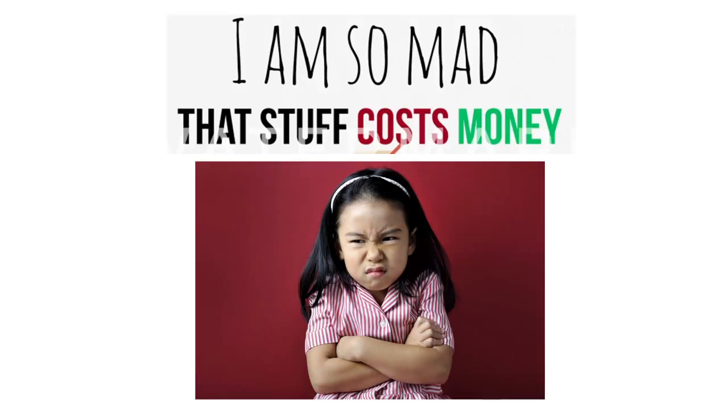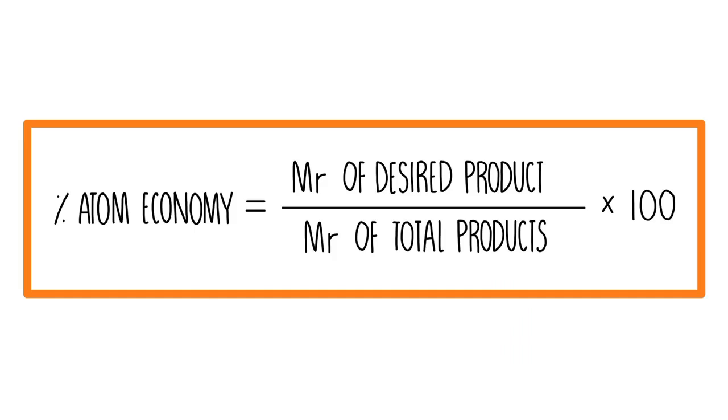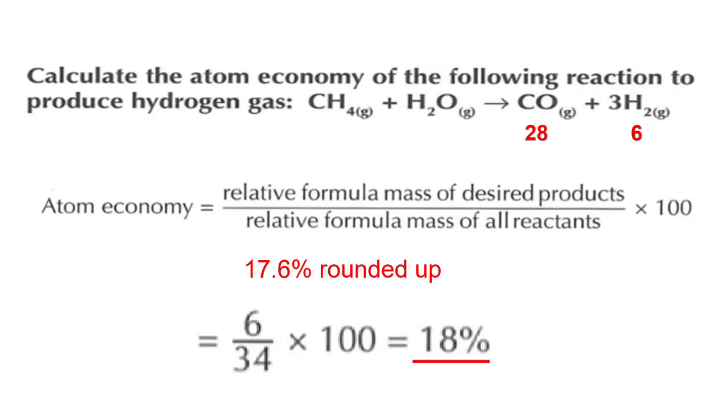Now, atom economy is the same stuff. Okay, everything is made from atoms. Atoms cost money, and it's about using them efficiently. So atom economy is the molecular mass of the desired product over the molecular mass of the total products on the right hand side. As you can see here, I have 28 for carbon monoxide and 6. That is 34. And the desired product is hydrogen. That's 6. So 6 over 34 times 100 is 17.6%, which rounds up to 18%.